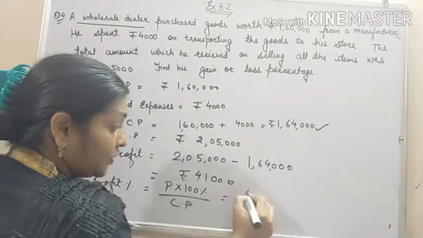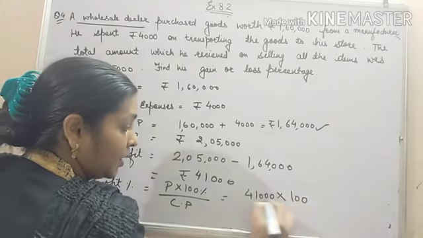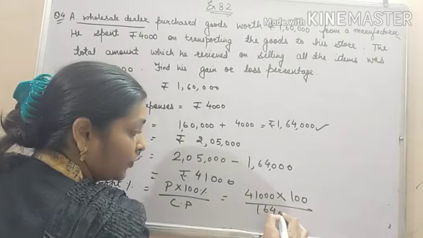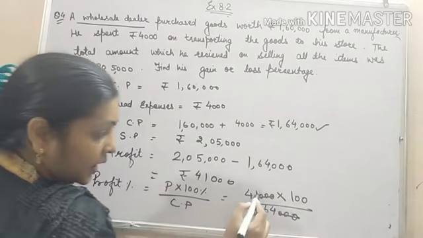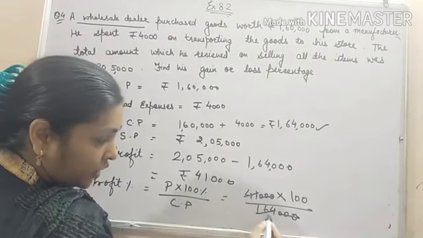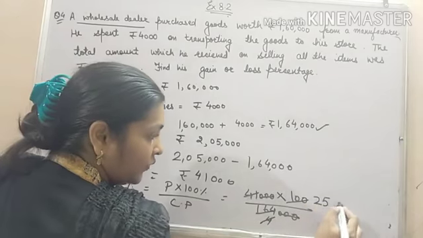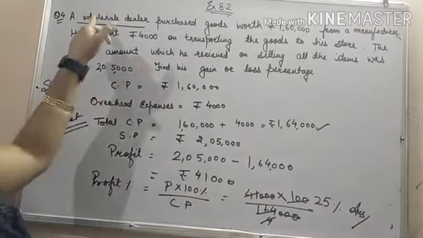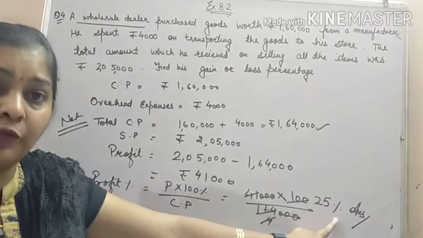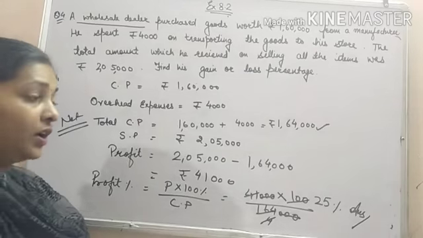Okay. So profit was 41,000 into 100 upon 1,64,000. You can cut these 3 zeros and you can easily see that 41 4s are 164. Cancel it. 25% is your answer. So the wholesale dealer gained 25% in the whole transaction. That solves our problem.